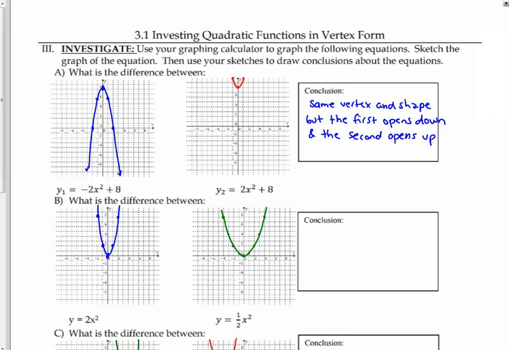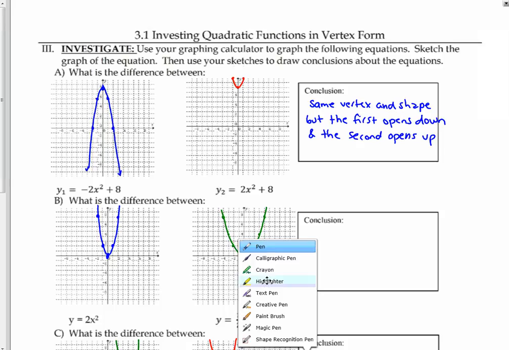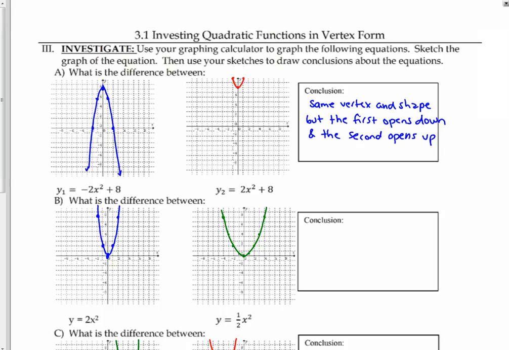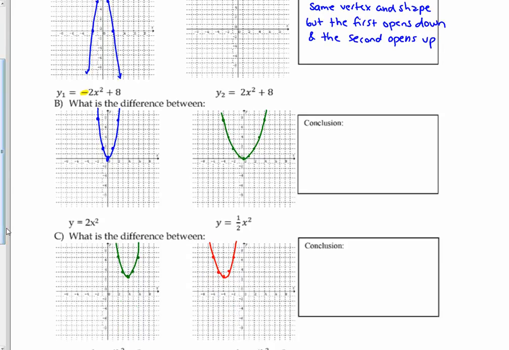So looking at the equations, what part of the equation determines that? Yeah, the negative a value, right? So that's going to tell you if it's negative, it's going to open down. Okay, so what's the difference between the two graphs here? Wider. Second one is wider versus narrower?